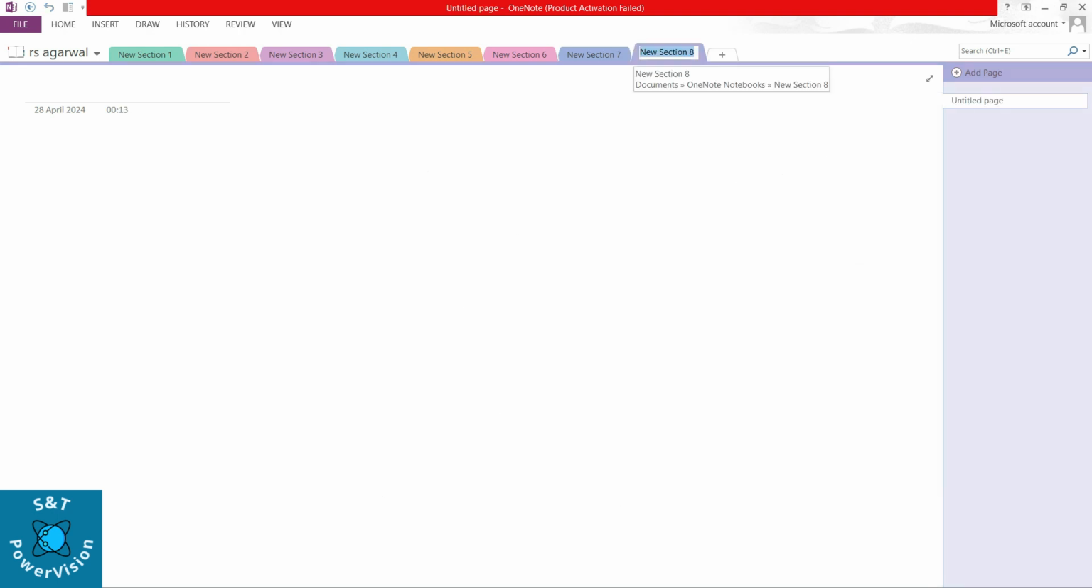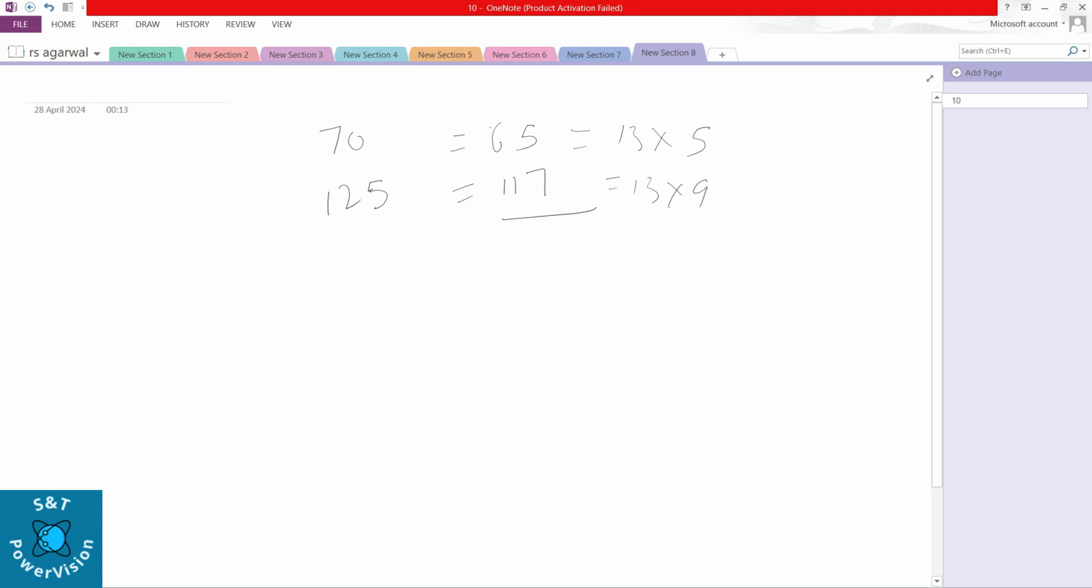Sorry for the misunderstanding: 70 and 125, if you divide them leaving remainders 5 and 8 respectively. So 70, if we do minus 5, it will be 65. 125 minus 8 is equal to 117. If you look here, 65 can be written as 13 into 5, and 117 as 13 into 9. So 13 is the HCF here.